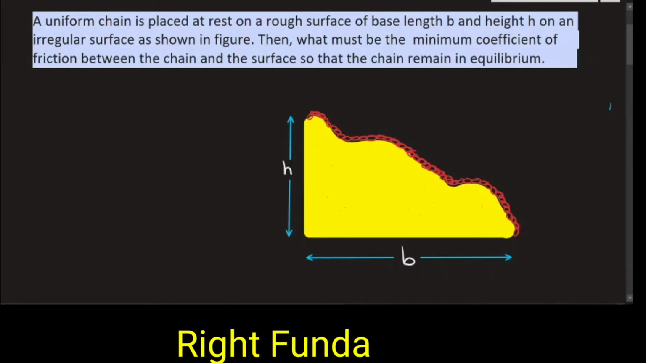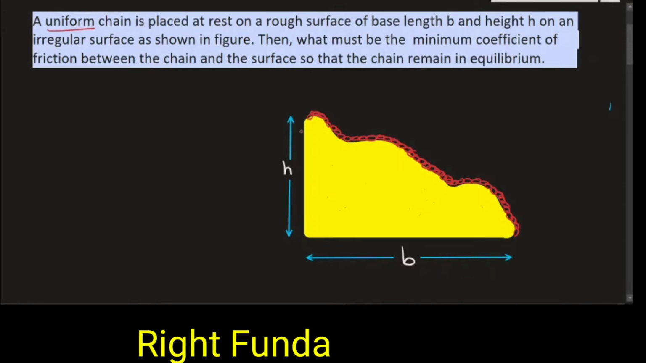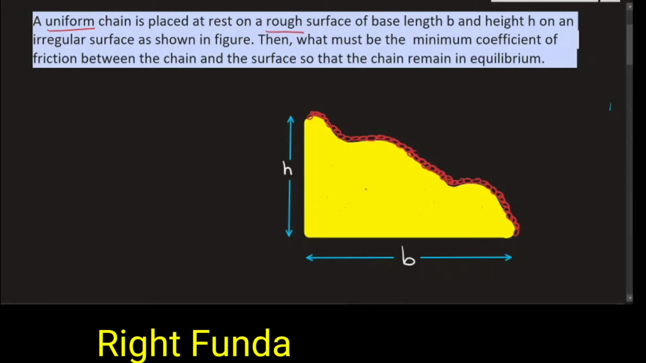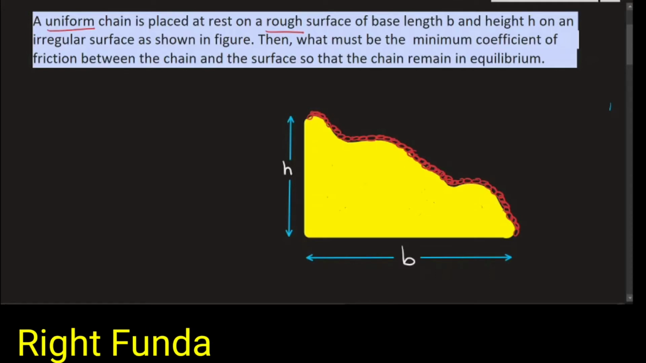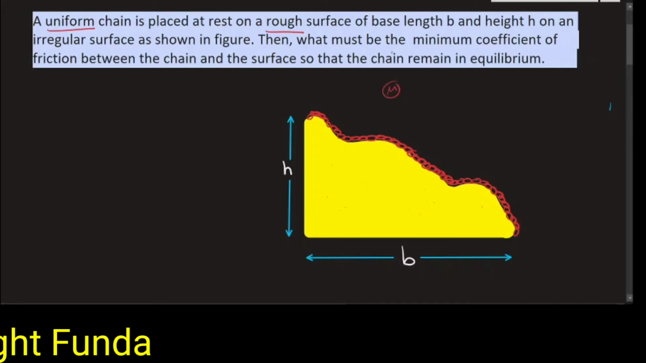Number one, it is saying that the chain is a uniform chain. That's the first keyword we got. Second thing, this is a rough surface, and it does not have a constant angle of inclination, you see, it is an irregular surface. And on this surface, a chain is placed. What chain? Uniform chain, linear mass density is constant. The question is asking, this is a rough surface, so it must have some coefficient of friction mu. What must be the minimum coefficient of friction between the chain and the surface so that the chain won't slip down and remains in equilibrium?